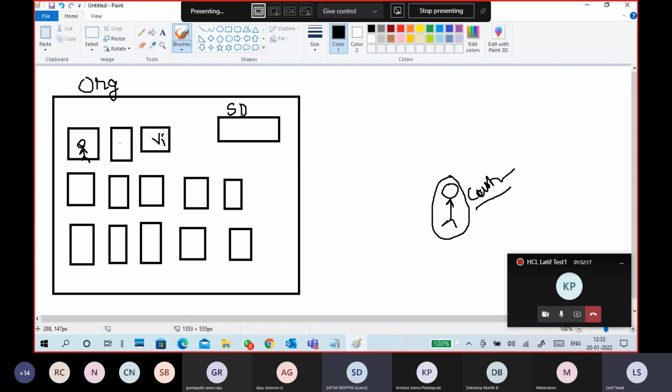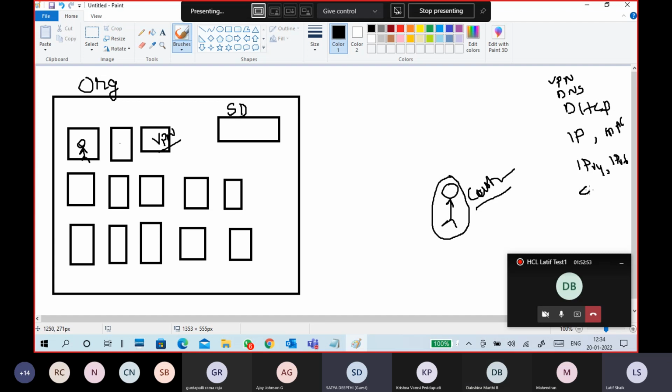VPN access, guys, this is a very important common question: what is VPN? Remember the questions: VPN, DNS, DHCP, IP address, and MAC address. Okay, IPv4, IPv6. These are the most common questions in a service desk.